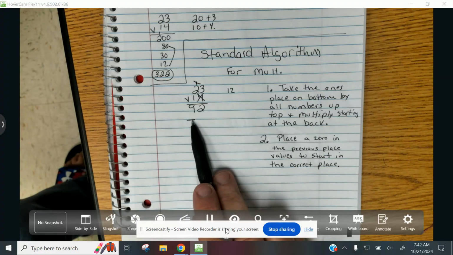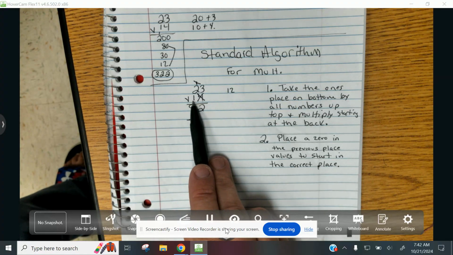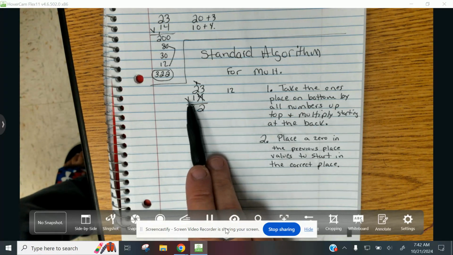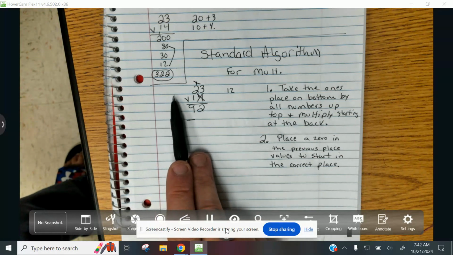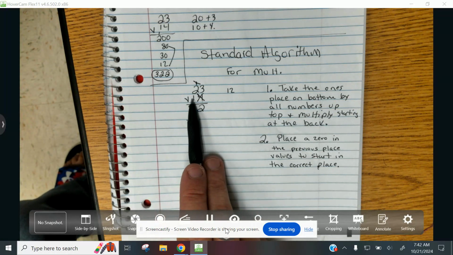So again, I want to start in the tens. Why? Because this one is a 10. If this one was a million, I'd want to start in the millions. If this one was 100, I'd want to start in the hundreds. This one is a 10.